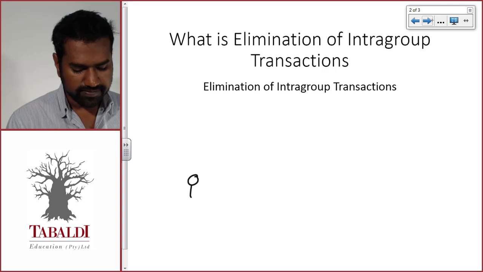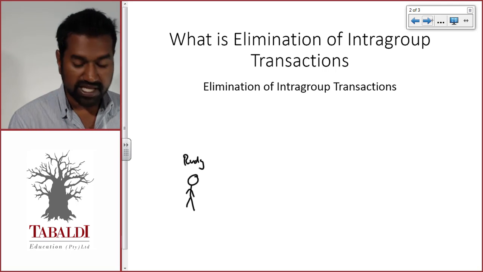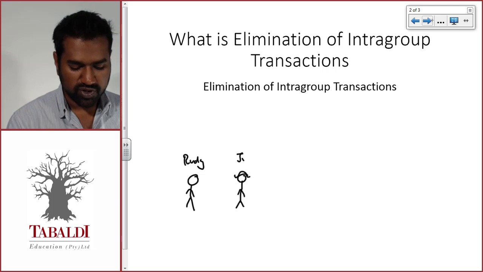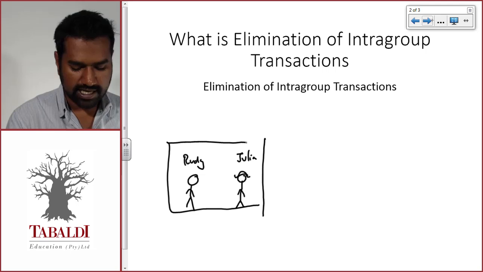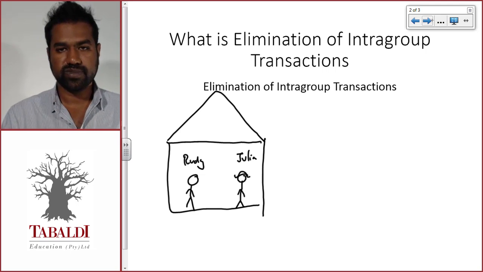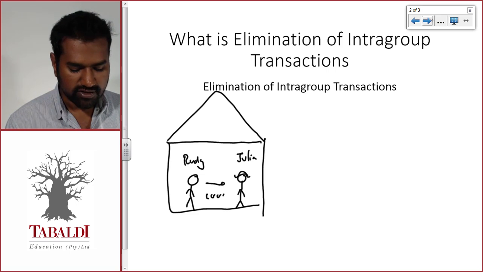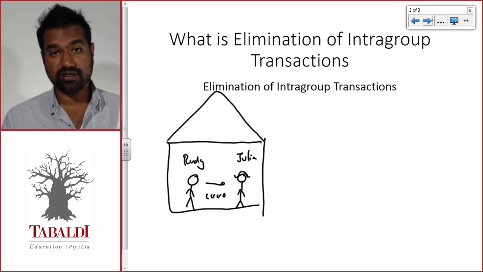So I want you to picture a married couple, right? Here we have a handsome stick man by the name of Rudy and his lovely wife named Julia. They both are married, and there's their nice little household. Now let's say at some point Rudy loaned Julia 1,000 rand. So Rudy loaned the money to Julia, and Julia now owes 1,000 rand to Rudy.